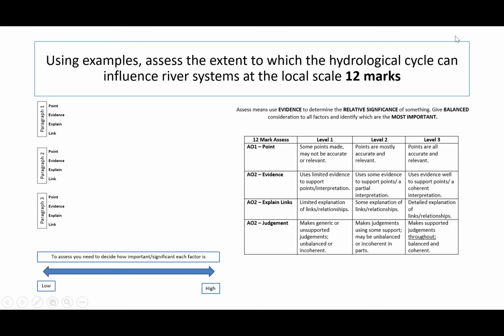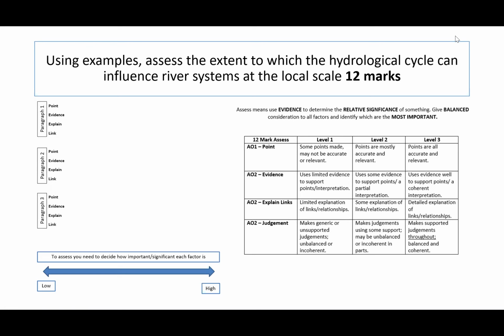A few people have asked for a little bit of help on how to answer this 12-mark question. So, using examples, assess the extent to which the hydrological cycle can influence river systems at the local scale. If we break down that question, assess obviously means to make an informed judgment.